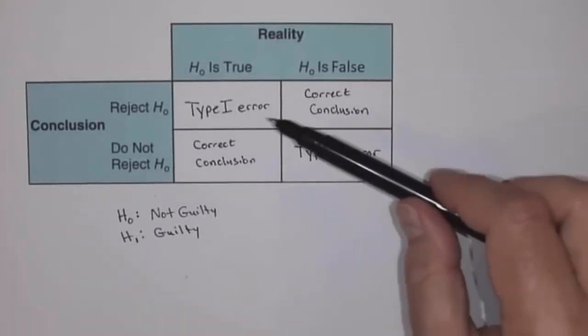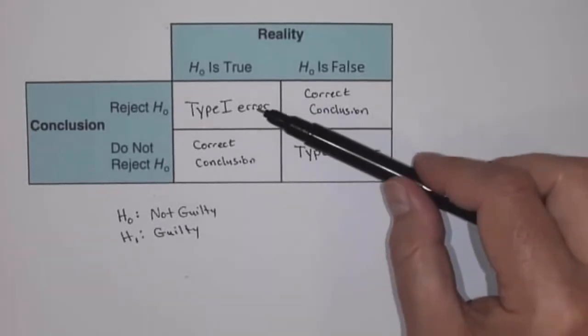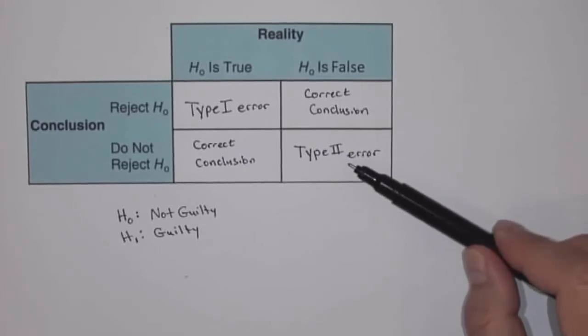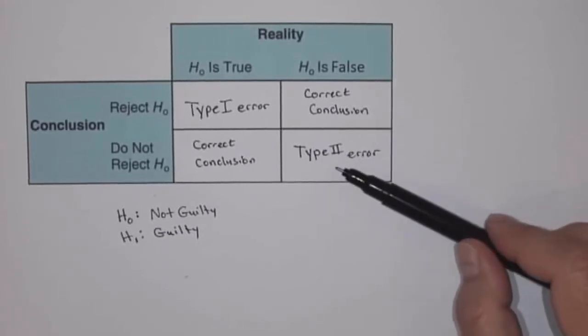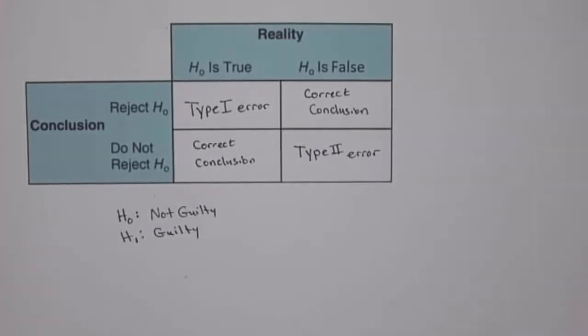The trouble with these two errors is that they're not independent. If I make it harder to make a type 1 error, then I make it more likely to make a type 2 error, and vice versa. If I make it harder to make a type 2 error, then I make it more likely to make a type 1 error. So they're not independent. So that's sort of the difficulty.